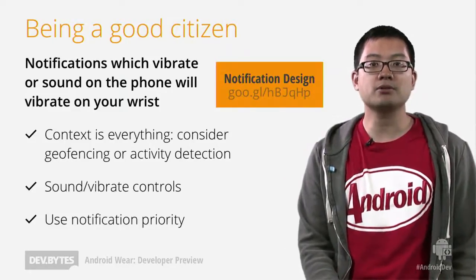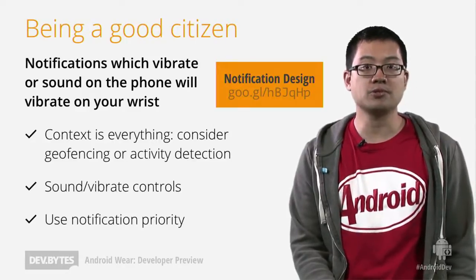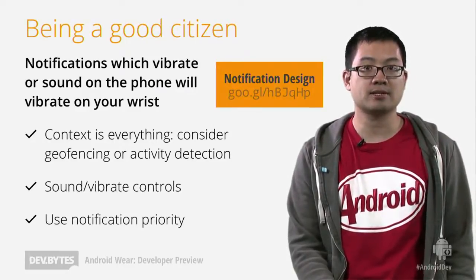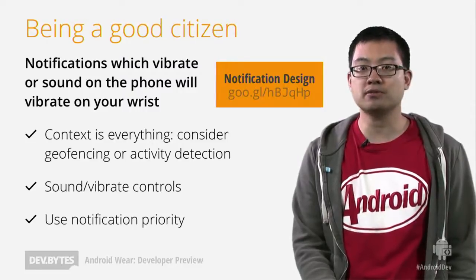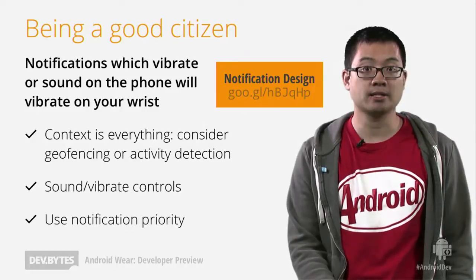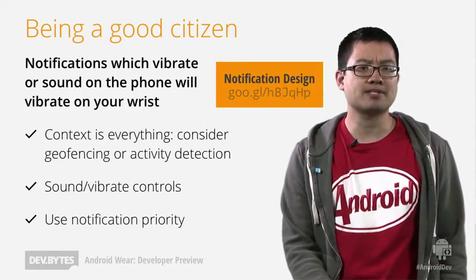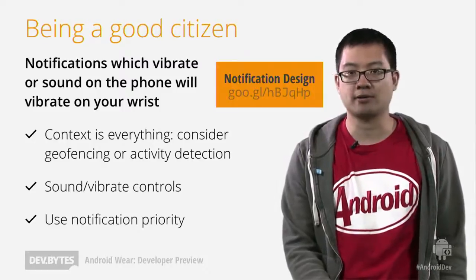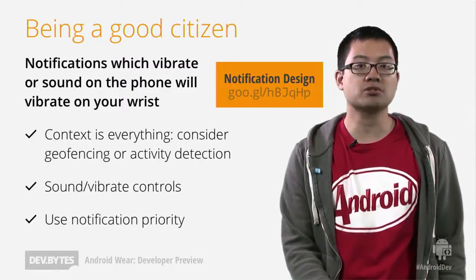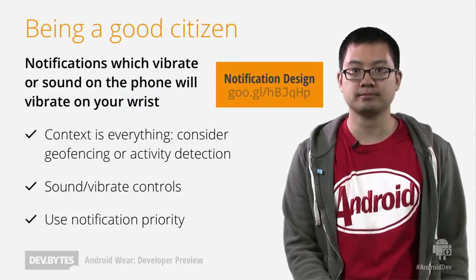Next, it's important that notifications be as contextually relevant as possible. For example, you can use the APIs in Google Play services to set up a geofence and only post a notification when the user is at home. Or you could use the Activity Detection API to only send notifications when the user is biking. If you have an app that generates a lot of notifications, like a chat or email client, you should give your user control over when your notifications will make a sound or vibrate.